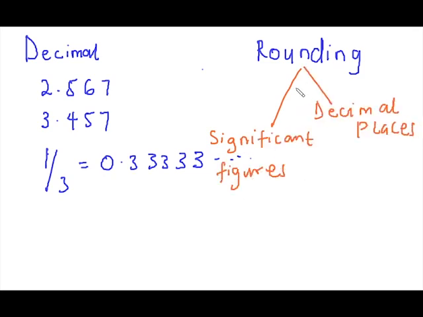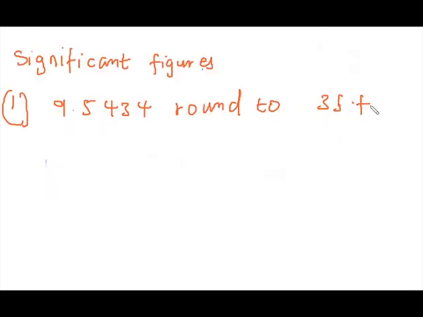Now when we are rounding numbers, we can do the rounding of numbers in one of two different ways. So the first way is called the significant figures, and the second way is called the decimal places. Okay, so let's take a few examples under significant figures and decimal places for you to understand the concept more.